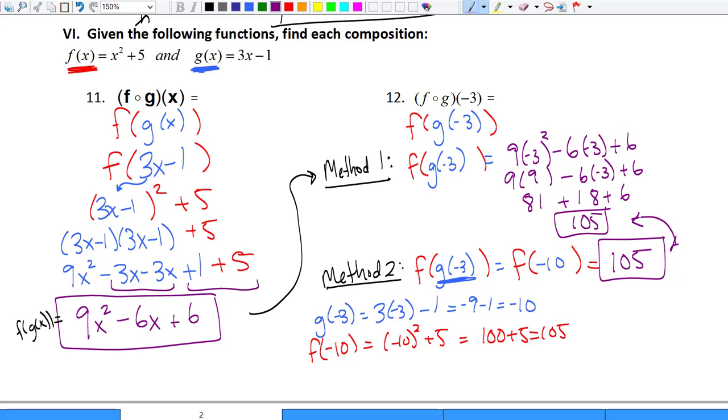Well, there's no surprise here that the answers are the same, right? These are two different methods to get the same answer. If you happen to do both methods, what you've just done here is you've checked your work for number 11. If these two come out to be the same, then you know you had to have done number 11 correctly.